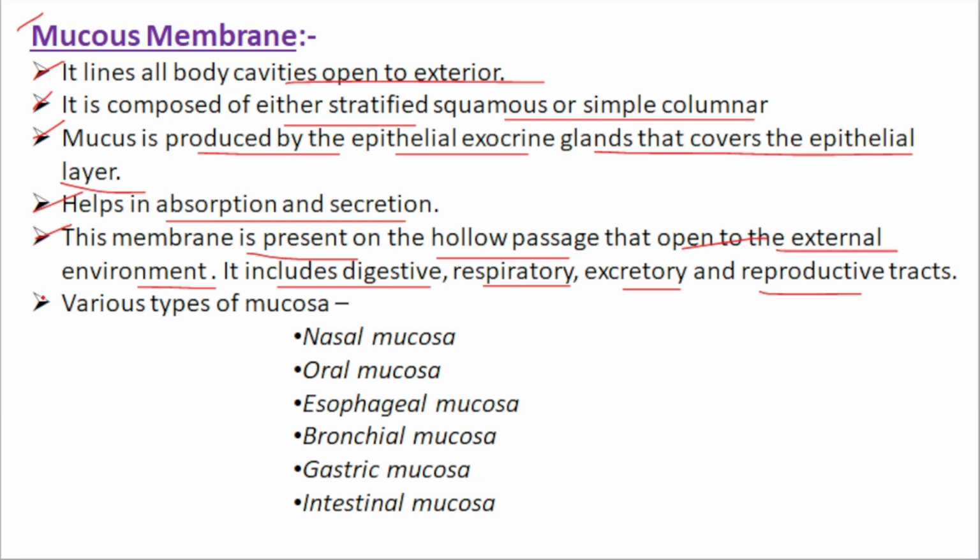And there are various types of the mucosa: nasal mucosa, oral mucosa, esophageal mucosa, bronchial mucosa, gastric mucosa, intestinal mucosa. So that's all. Our today's topic, body cavity and their membrane, is completed with detailed description.